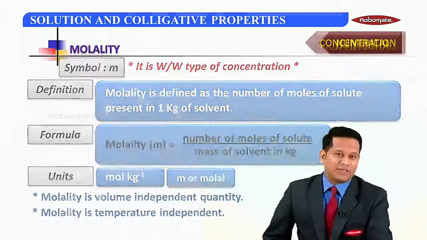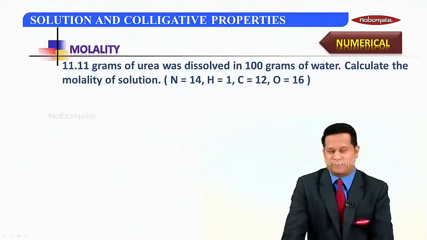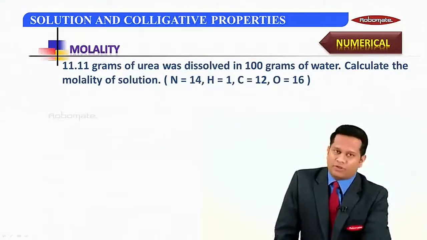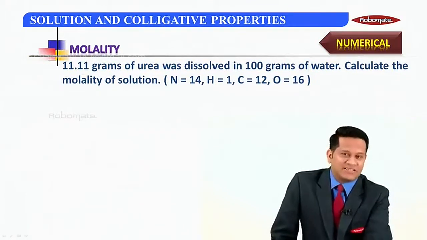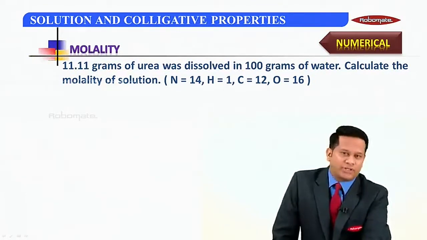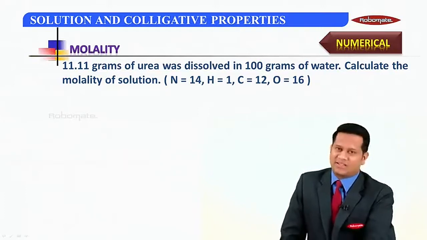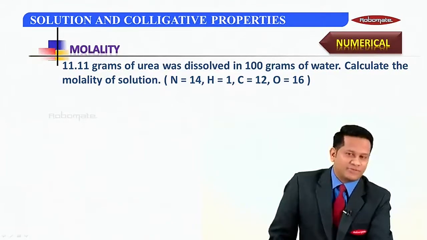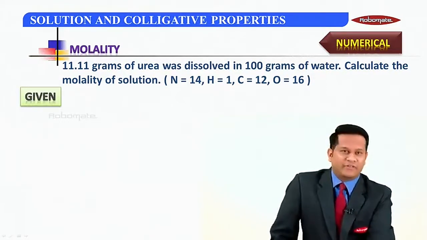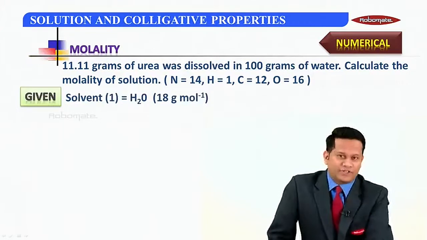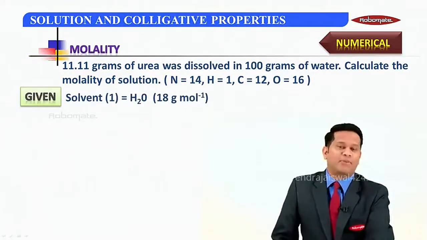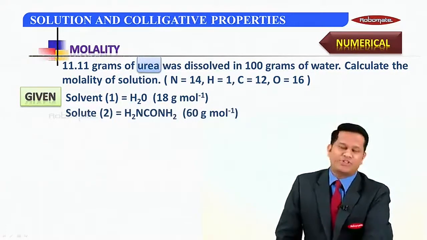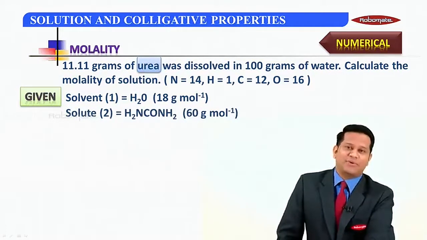Let's have a look at its application in the form of numericals. The first one: 11.11 gram of urea was dissolved in 100 gram of water. Calculate the molality of the solution. Given that N is 14, H is 1, C is 12, O is 16, these are all the atomic weights of the elements nitrogen, hydrogen, carbon, oxygen respectively. Let us first go with the given data. The solvent is water, having 18 gram mole inverse. The solute over here is urea, whose formula is NH2CONH2 and molar mass is 60 gram mole inverse.